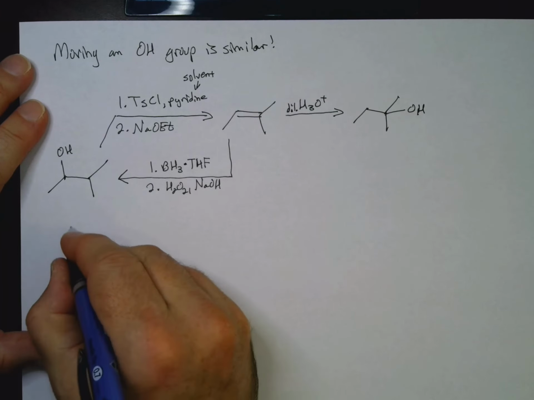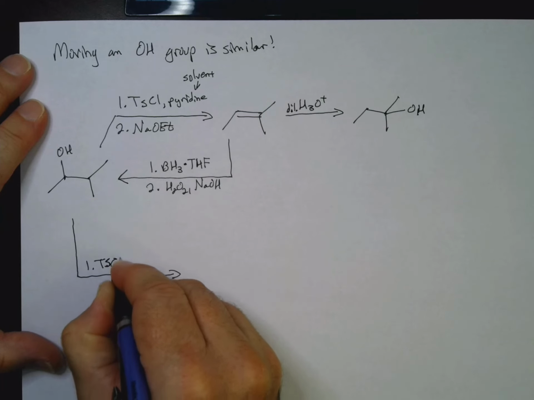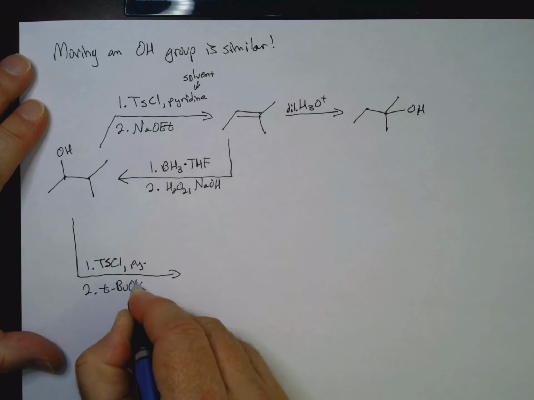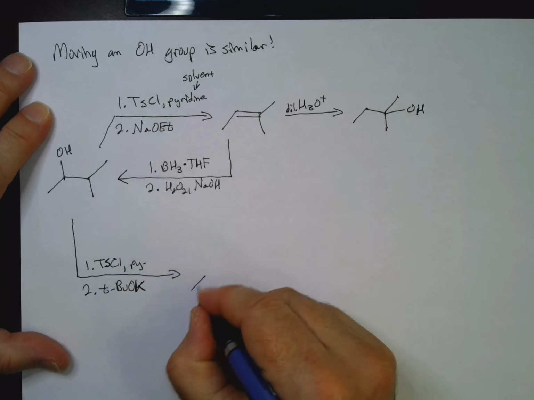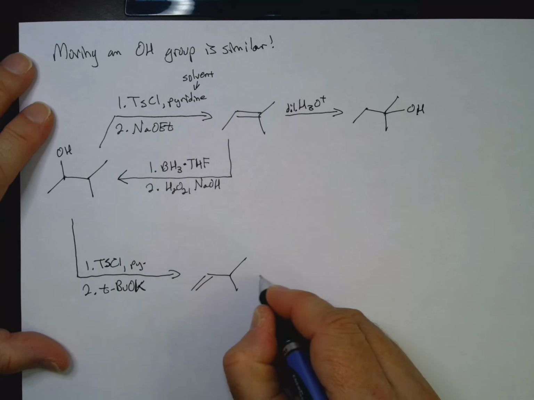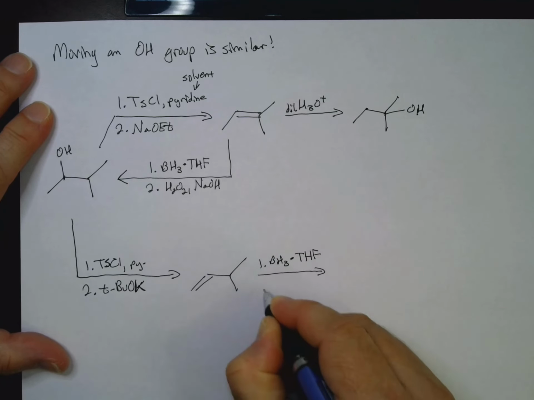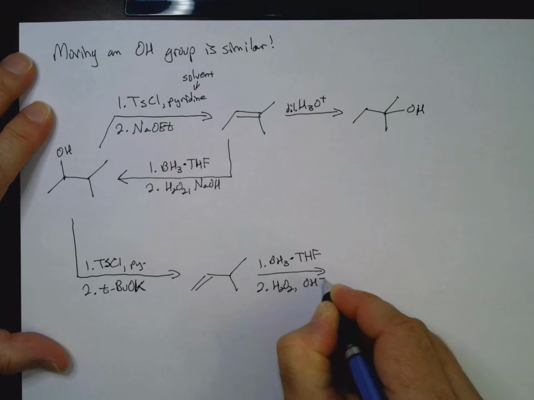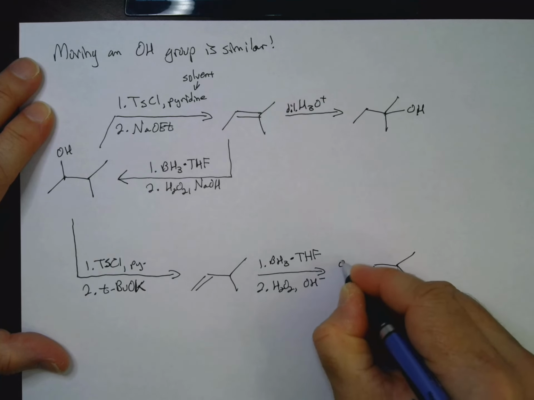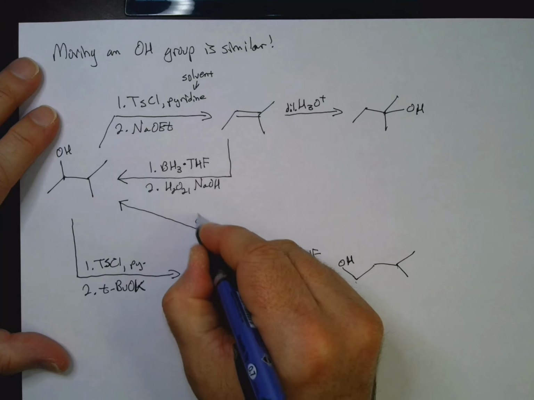Now if I treated this guy with tosyl chloride and pyridine, I'll just abbreviate pyridine with PY, and then I use my t-BuOK here, my t-butoxide, I'll get the Hofmann product. And so now if I do my BH3·THF followed by peroxides and OH minus, I will get OH like that. And of course I could go back that way using my dilute H3O+.